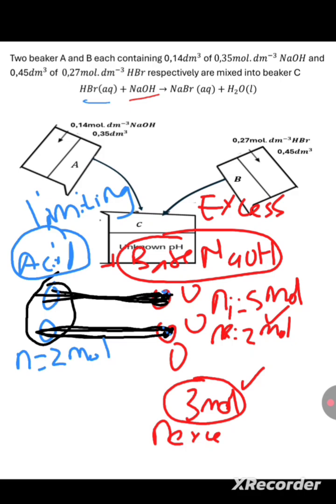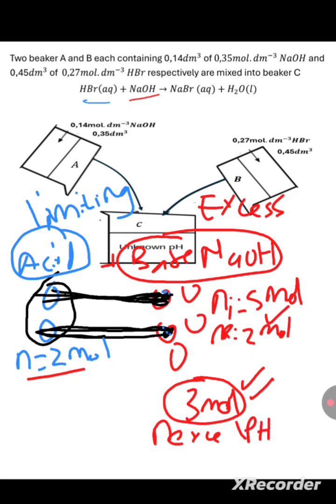2 moles reacted. Those 2 moles reacted with these 2 moles of the acid, and then we remain now with what? We remain with 3 moles of the base. Remember, now we only have the base remaining inside the beaker, right? These 3 moles will now determine the pH of the solution.